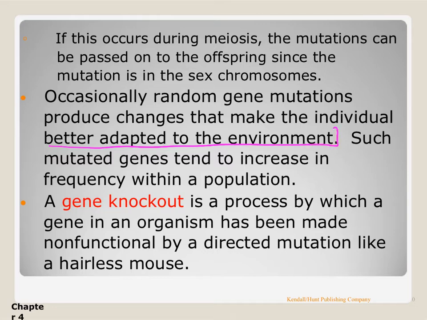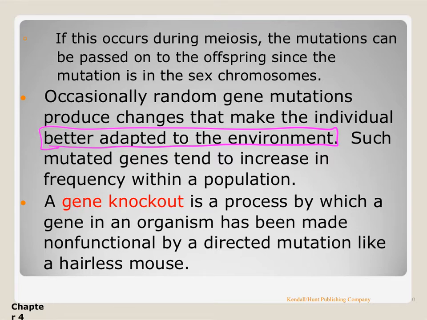Occasionally you have random gene mutations that produce changes that make the individual better adapted to the environment. So you might have a helpful mutation. In fact, mutation is the only way to add a new trait in. For example, humans have lots of different hair colors, but one hair color we do not have naturally is blue hair. If there was such a mutation that caused humans to have blue hair, then that would add a new trait into the human gene pool. So this is really the only way to add a new trait.